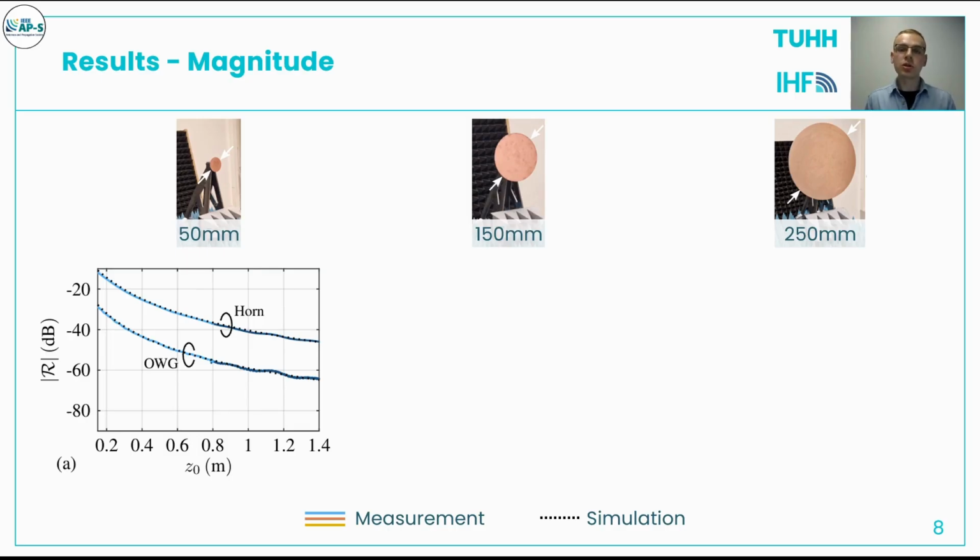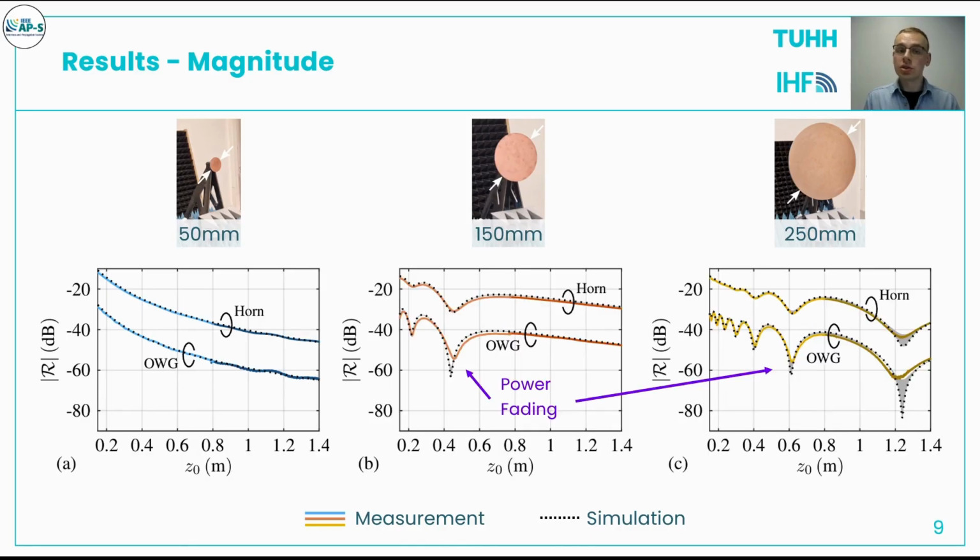For a small target, one obtains a magnitude response over distance as expected from far-field relationships. But now the interesting question is, will these curves just be shifted to higher power levels for the larger targets according to their larger radar cross-section? No, this is not what happens. One observes power fading phenomena which lead to local maxima and minima. Their prominence depends on the antenna directivity.